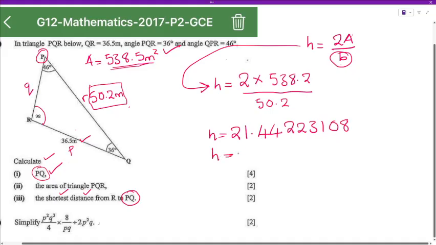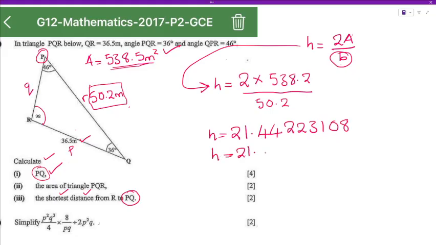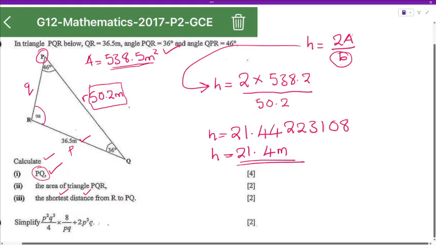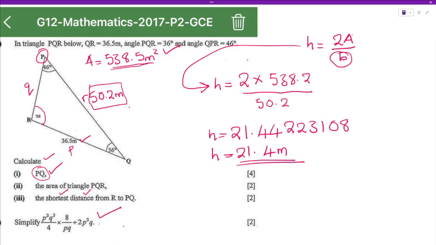So if you round this off, it's going to give you 21.4. What are the units? They're using meters, so you put meters there. Don't forget to put the units, and you are done. Okay, so that is basically how you find the first 3 questions of this question, and then you also know how to solve this question, so I'm not going to it.